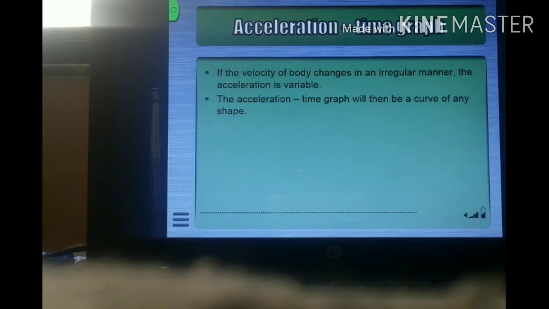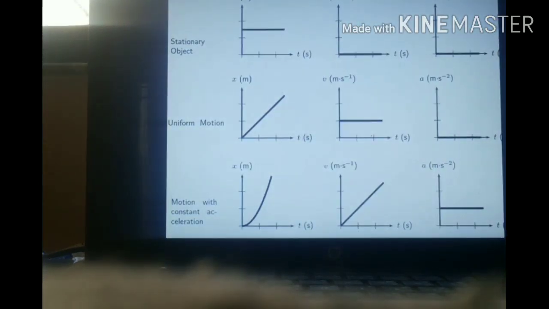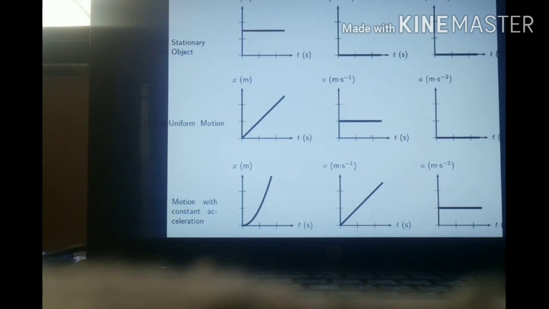If the velocity of the body changes in an irregular manner, the acceleration is variable. The acceleration time graph will then be a curve of any shape. If the acceleration is happening in this manner, then it will be a curve of any shape. So this is the main thing which you should be knowing.